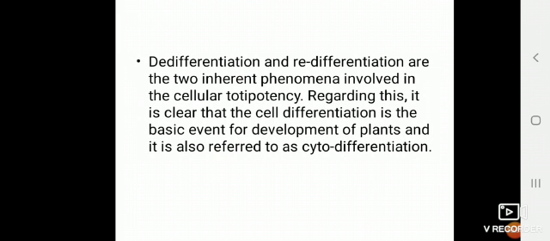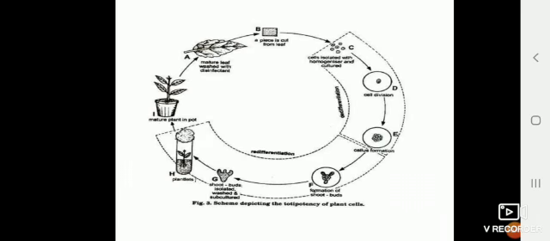Regarding this, it is clear that cell differentiation is the basic event for the development of a plant, and it is also referred to as cytodifferentiation. For example, this picture shows a mature plant in a pot. A mature leaf of this plant is washed with a disinfectant for the sterilization process.